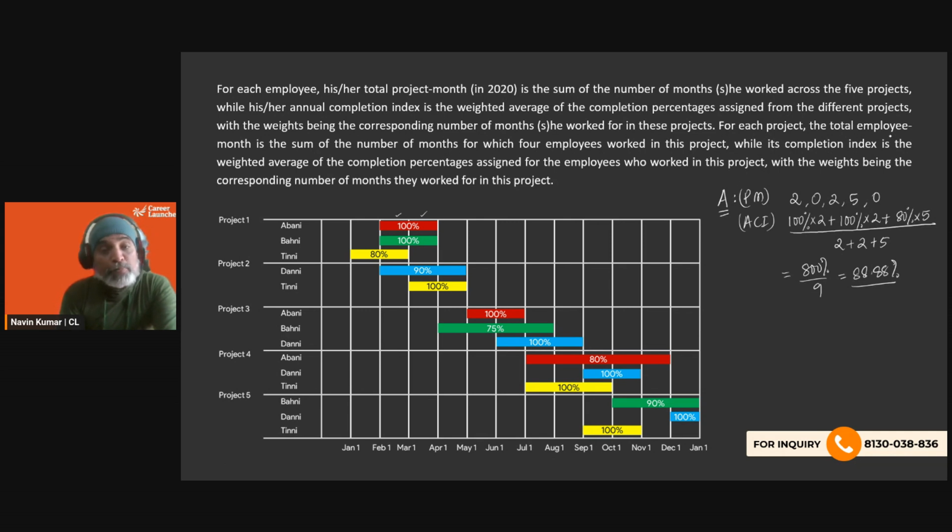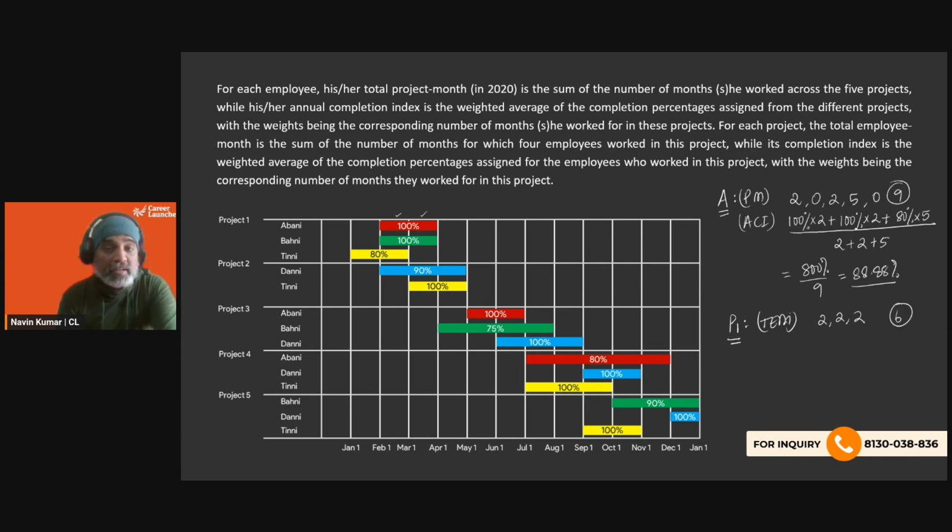Now, for each project, if I pick up a project, let's say project 1, the total employee month, let's call this TEM, is the sum of the number of months for which 4 employees worked in this project. While its completion index, we have got completion index for that also. So A worked for 2 months, B worked for 2 months, and T worked for 2 months. So this is going to be overall 6 here.